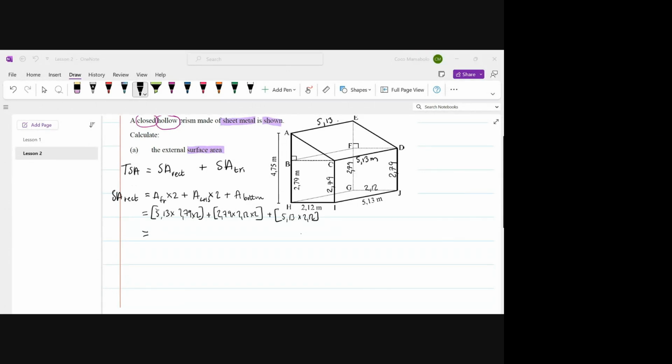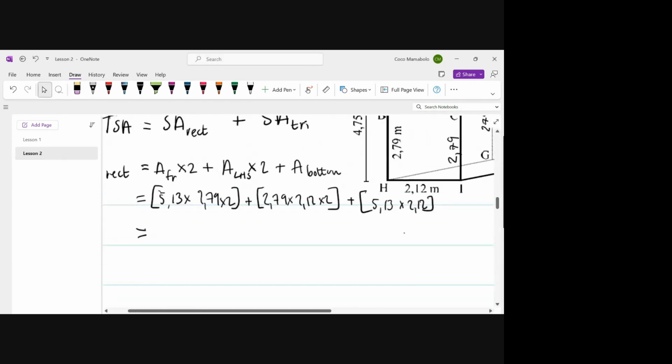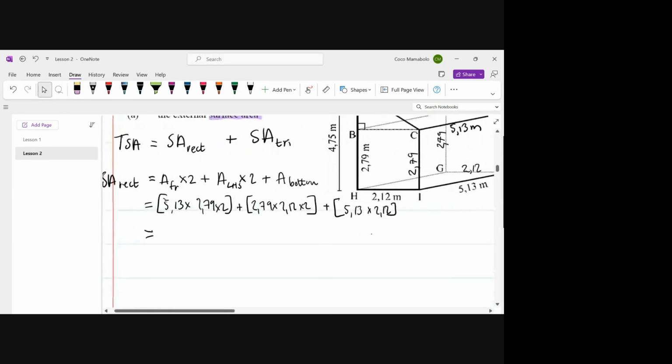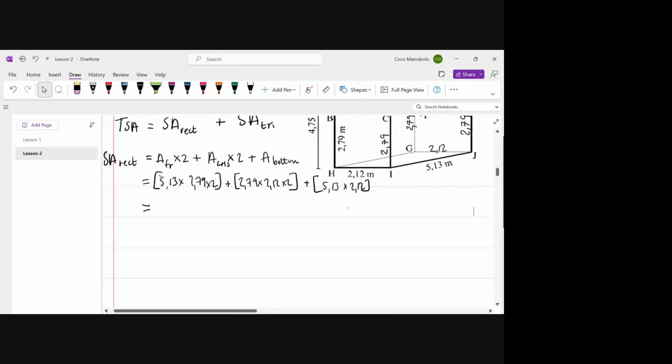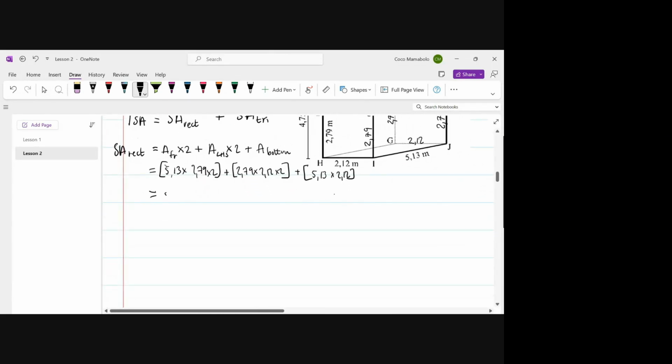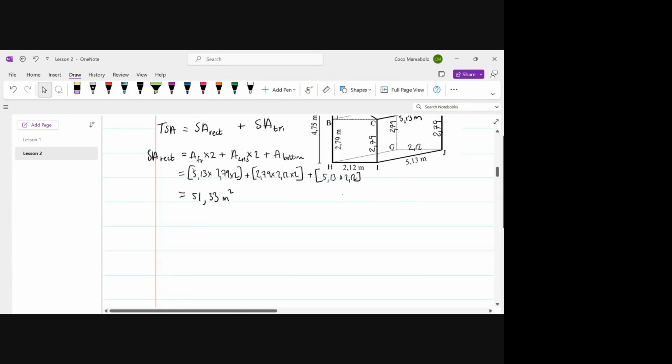Anybody got an answer for me? 51.33 meters squared. Amazing. Let's have that a little bit smaller. 51.33 meters squared. Amazing. All right, that's only half the battle, guys.